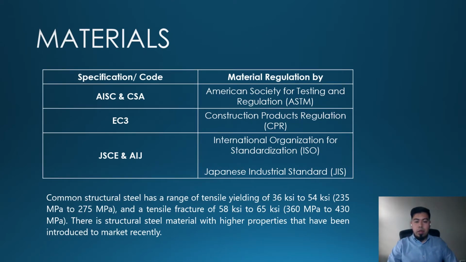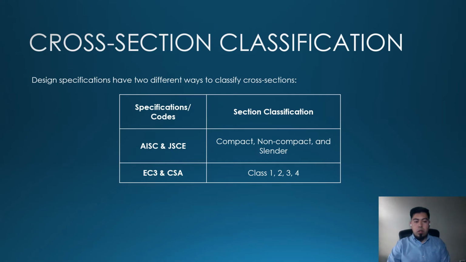Materials. In the United States and Canada, the quality of materials is regulated by the American Society for Testing and Materials. In Europe, by the Construction Products Regulation, and in Japan, by the International Organization for Standardization and by the Japanese Industrial Standard. Cross-section. Design specifications have 2 different ways to classify cross-sections: for the AISC and JSCE, compact, non-compact, and slender sections, and for EC3 and CSA, we have class 1, 2, 3, and 4.